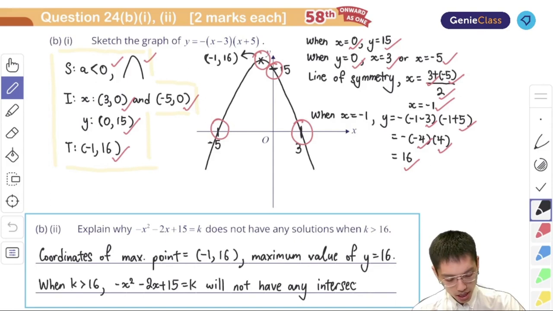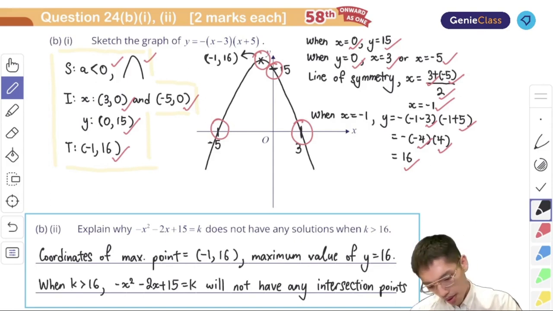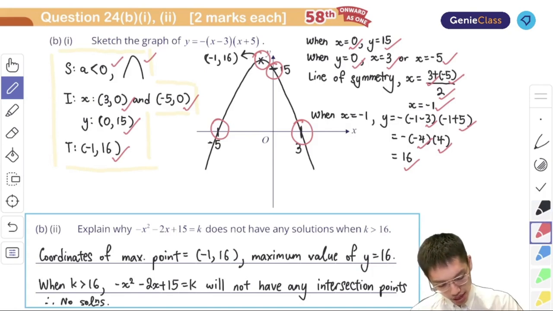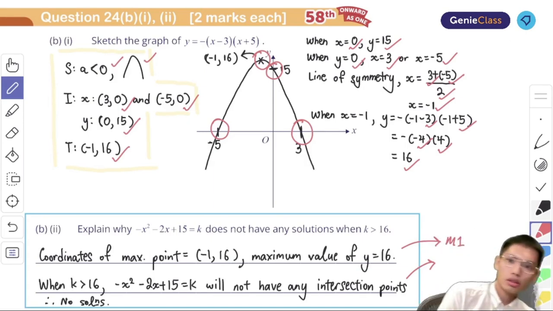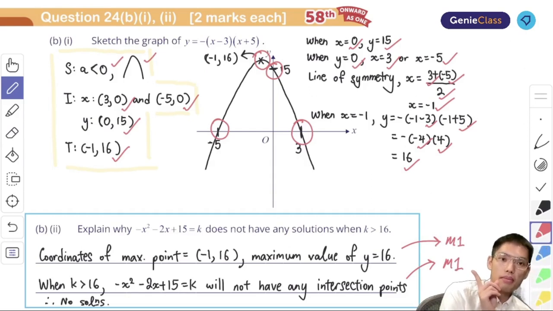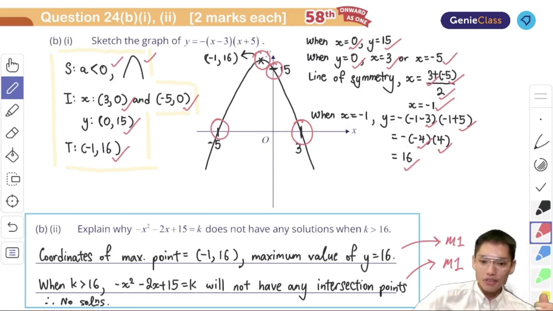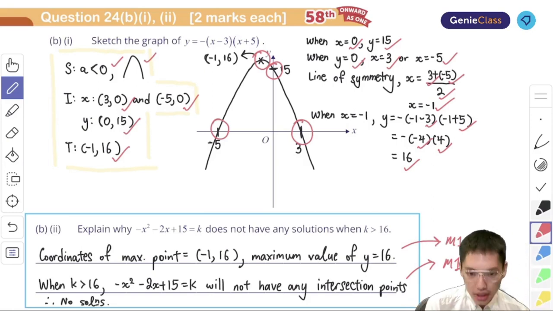So why is it 2 marks over here? Okay, because in this case, first mark comes in to say the maximum value, it's 1 mark. Not have any intersection points, it's another mark. To tell us, therefore, there's no solutions. So these are how we distribute the marks. Okay, following up nicely, and let me see.